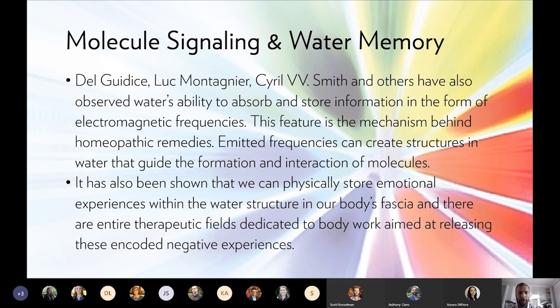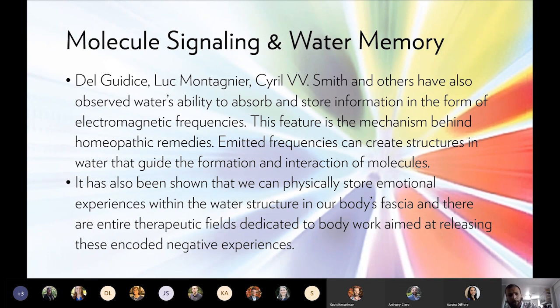Molecule signaling and water memory. So I'm going to talk a little bit about how proteins and other molecules in the body can actually play the reverse role. So it's not just water structure playing a role on the molecules. The molecules can emit EMFs to interact with the structured water as well.